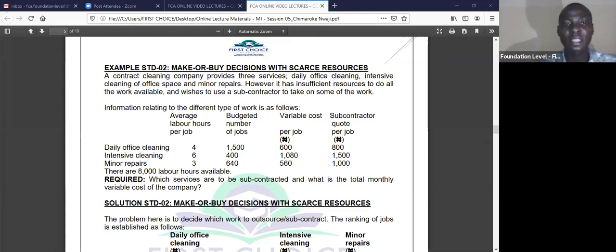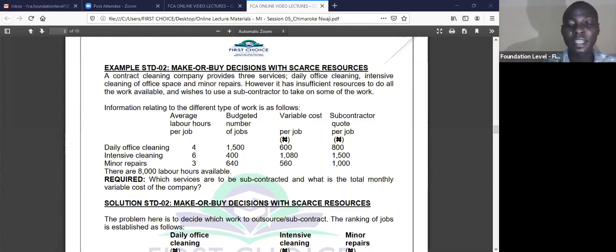One, this office cleaning takes 1,500 jobs multiplied by 4 hours per one job, which will give you 6,000 hours. So that's one. You now add that to the second one. Second one is 400 jobs multiplied by 6 hours per job gives you 2,400. By the time you add them, you have already exceeded the 8,000. This is 8,400. And that is not even all.